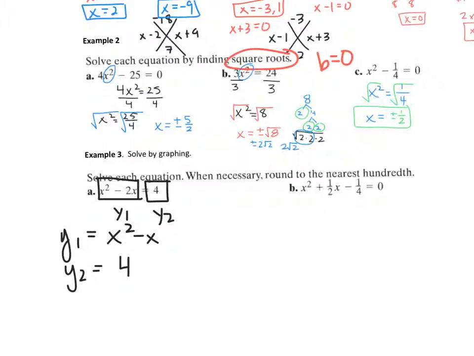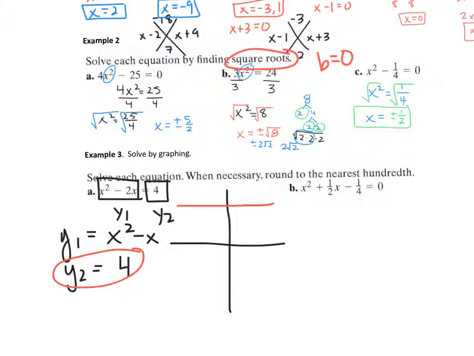So when I hit graph, my graph looks like there's a horizontal line at 4, and then there is the parabola that looks like this. And when you solve by graphing, what you're trying to do is figure out where these two curves or lines, these functions, intersect. So there's 2 intersection points. So that means that this equation has 2 solutions.